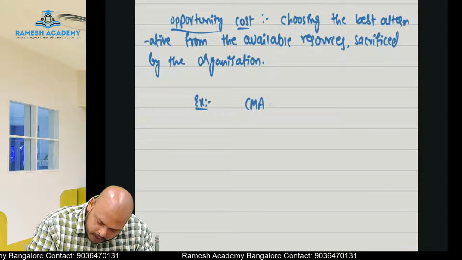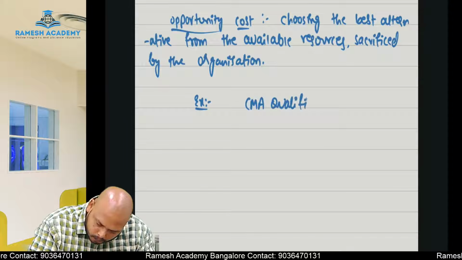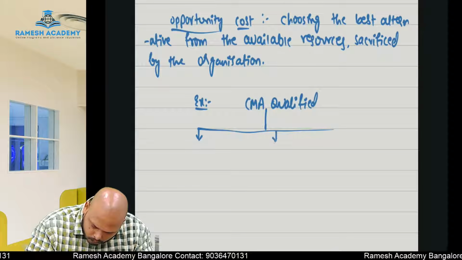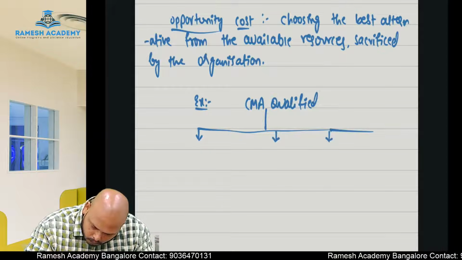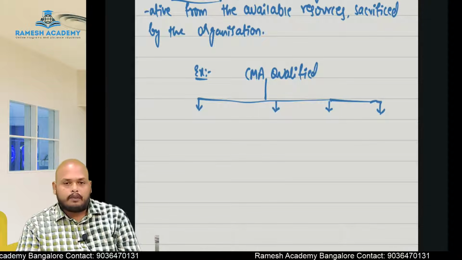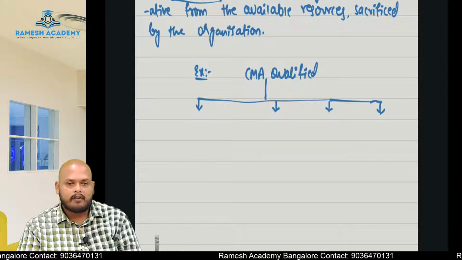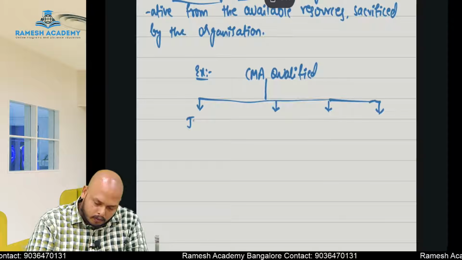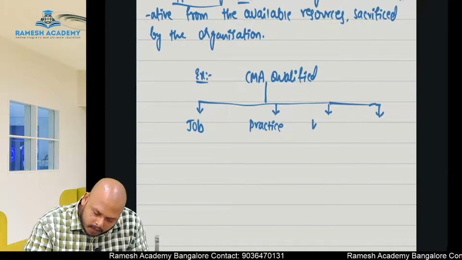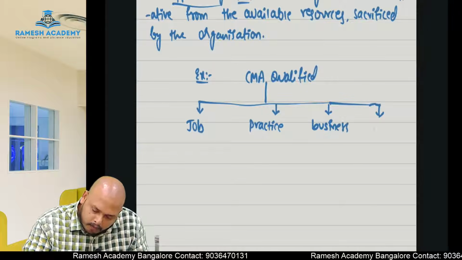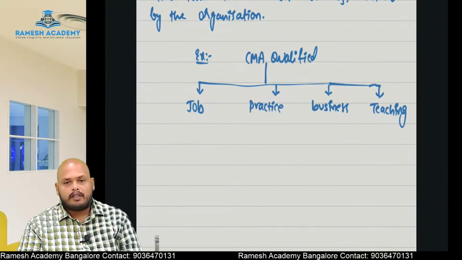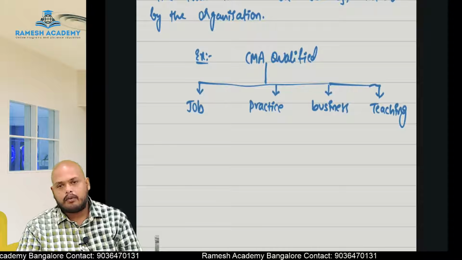After qualifying your CMA, there are four options in front of you. The first option is job, the second option is practice, the third option is business, and the fourth option is teaching.